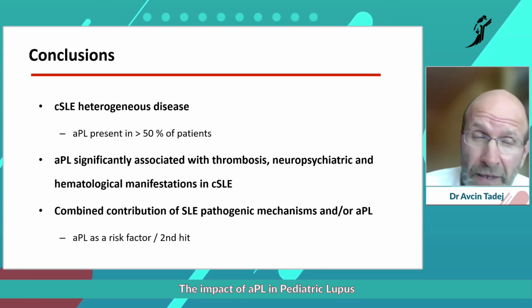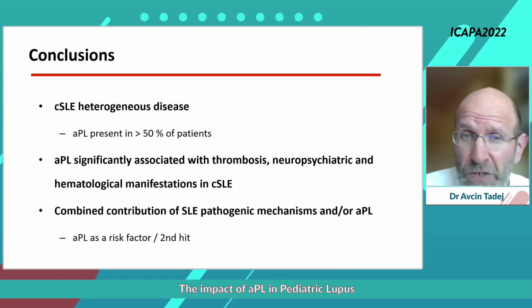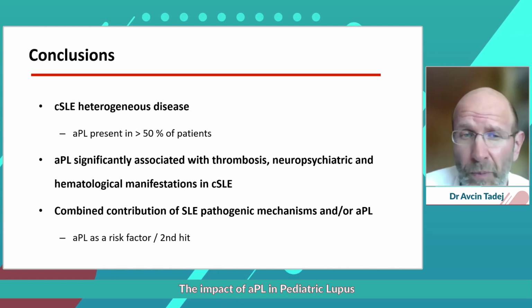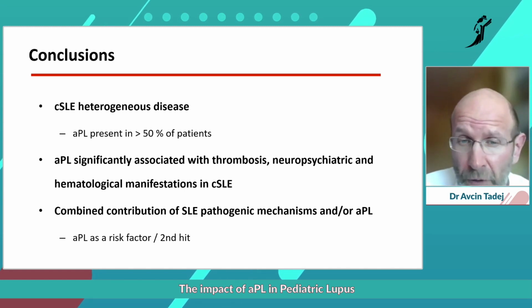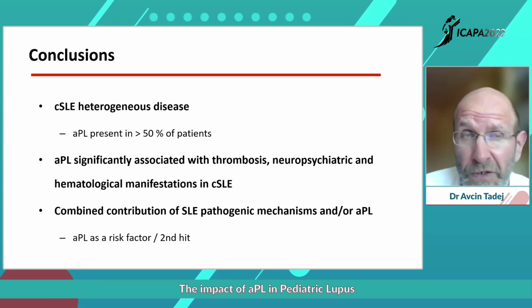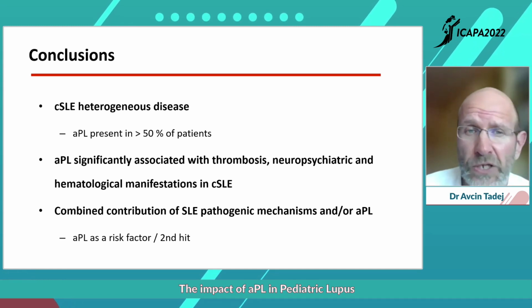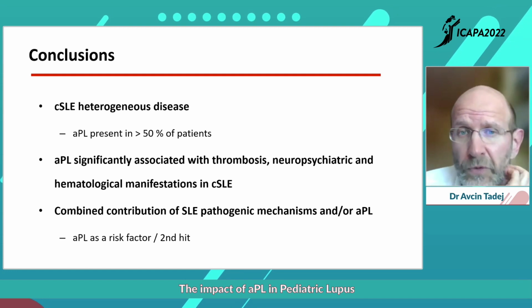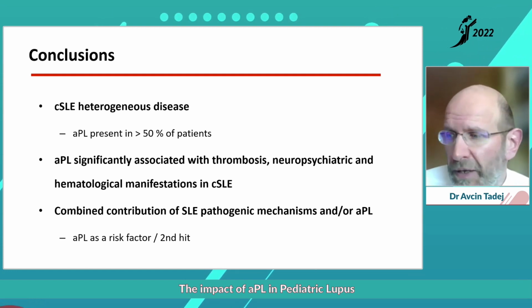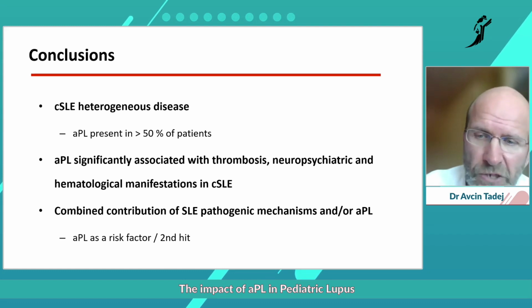At the end, I would like to say that I believe that when we investigate these manifestations in patients with SLE, it's a combined contribution of both SLE pathogenic mechanisms and antiphospholipid antibodies, probably as an additional risk factor, or maybe a second hit for some of these manifestations. And of course, for certain of these manifestations, such as thrombosis, neurological manifestations, and hematological impairment, particularly autoimmune hemolytic anemia, we have identified pathogenic mechanisms where antiphospholipid antibodies could be directly pathogenic.